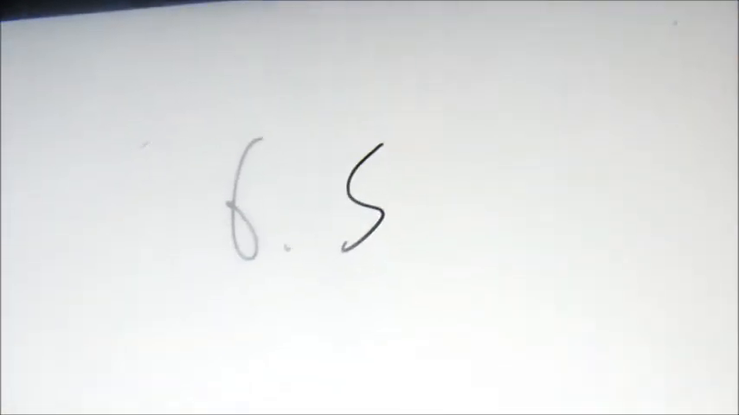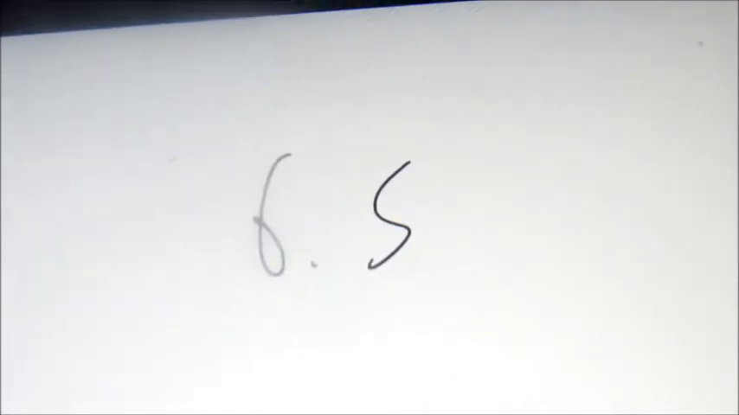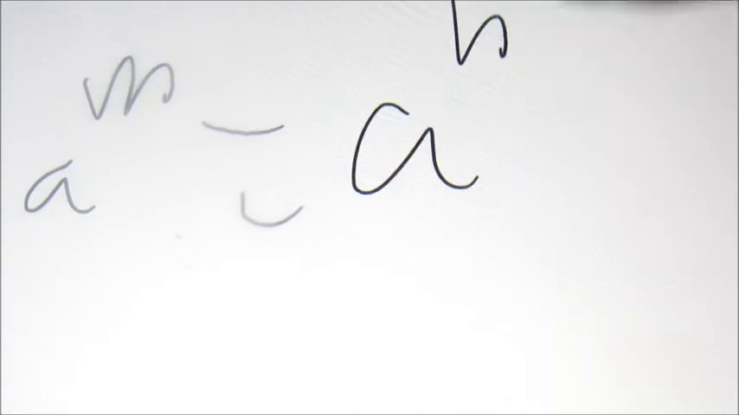In 6.5, we're going to divide monomials. One of the first things we need to do is the quotient rule. Remember, we had the product rule where if you had two bases and you're multiplying them, you're just going to add the exponents. So if you had a to the n times a to the m, that's going to be a to the n plus m. The quotient rule is going to be pretty much the same thing, except we're talking about dividing now.